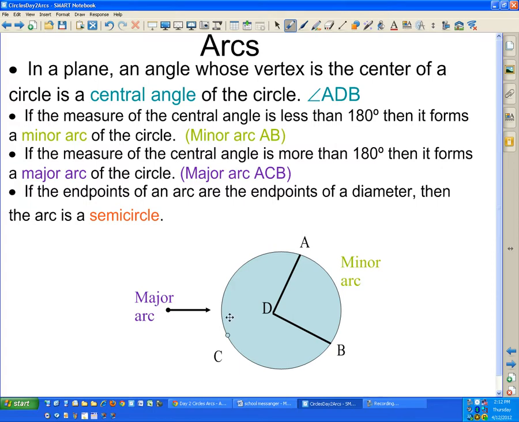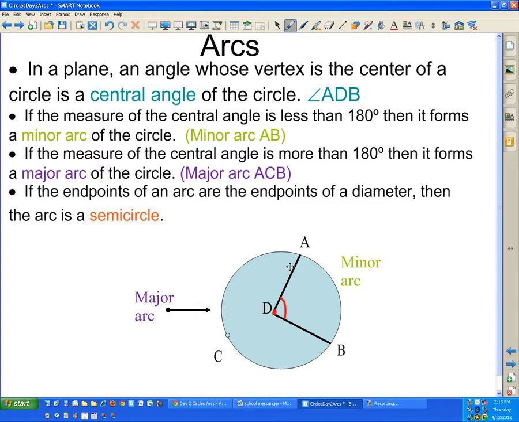Basically we're starting out with a central angle, and a central angle is an angle whose vertex is on the center of the circle, and it's basically made up of two radii. So this right here, ADB, this angle down here, is a central angle because it goes to the center of the circle D.